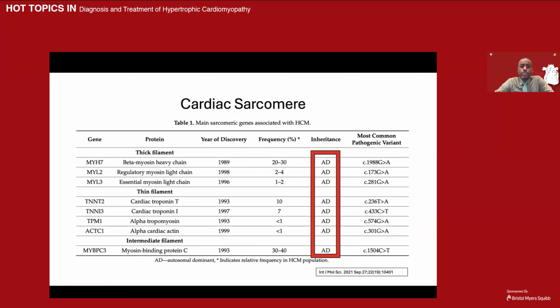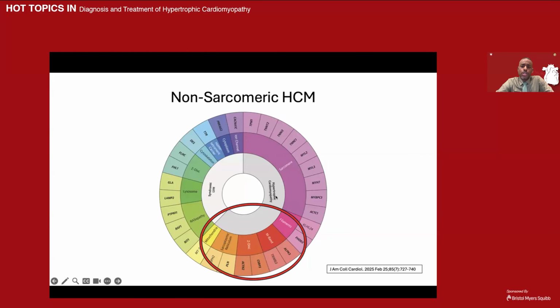The inheritance of these mutations is all autosomal dominant, meaning they tend not to skip a generation, and meaning that all you need is one allele to be affected for an individual to be considered genotype positive. As I just alluded to, not all the mutations are in the sarcomere. You also have mutations in the M band, the Z disc, even in the mitochondria of hypertrophic cardiomyopathy, which is different from syndromic LVH that can be seen in some of the storage diseases that can serve as masqueraders of hypertrophic cardiomyopathy.